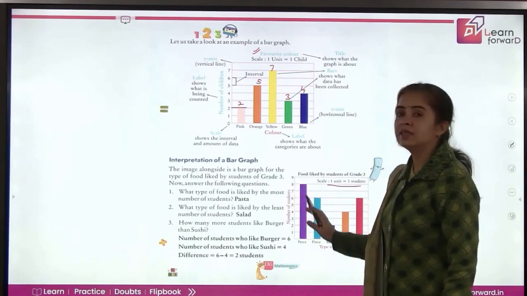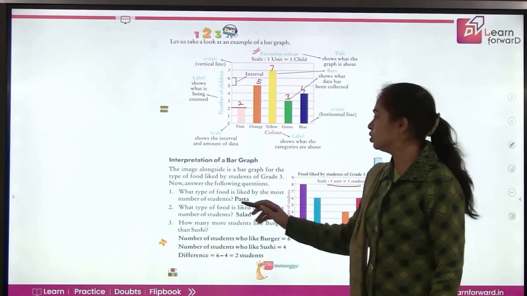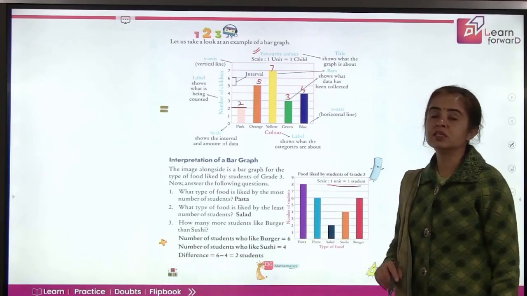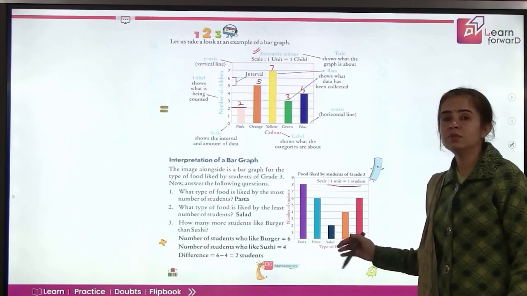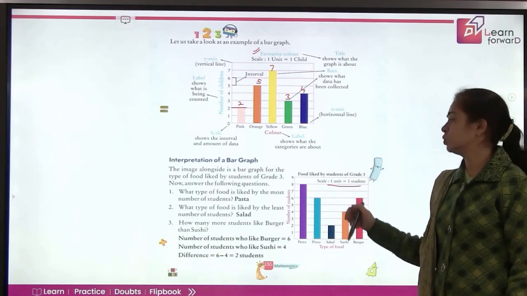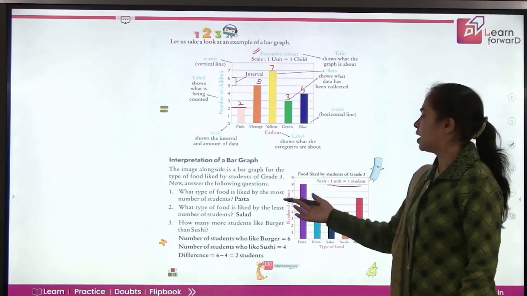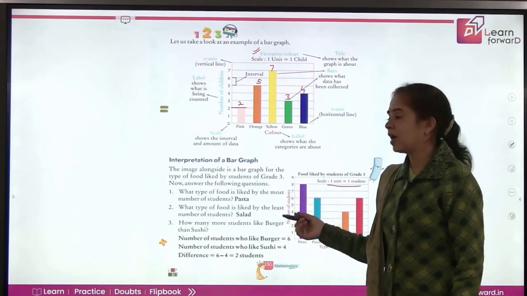Now, looking at this bar graph, you have to answer some questions. What type of food is liked by the most number of students? So, most means the maximum will have the biggest bar. So, which is the biggest bar here? Pasta. So, pasta is liked by the maximum students.